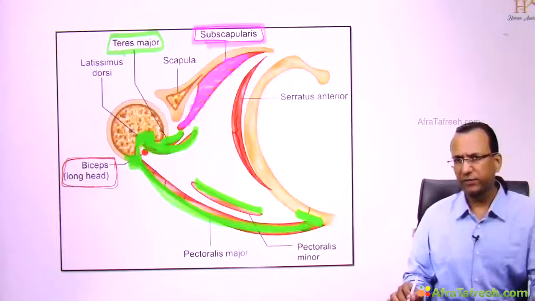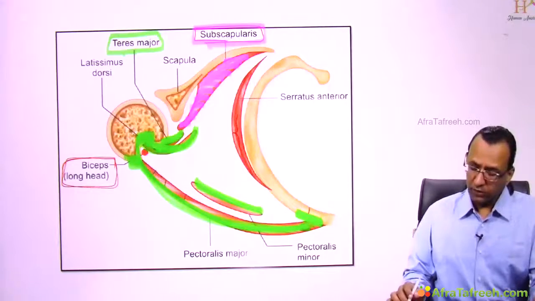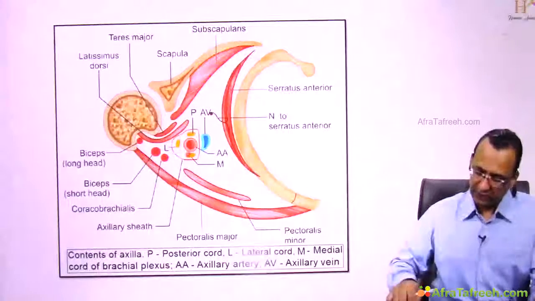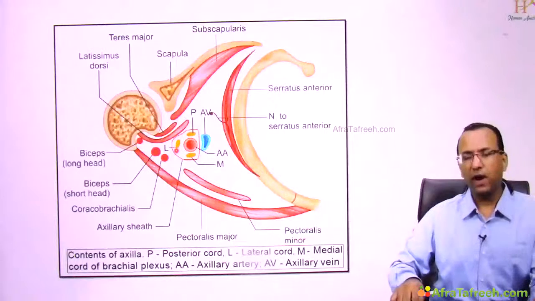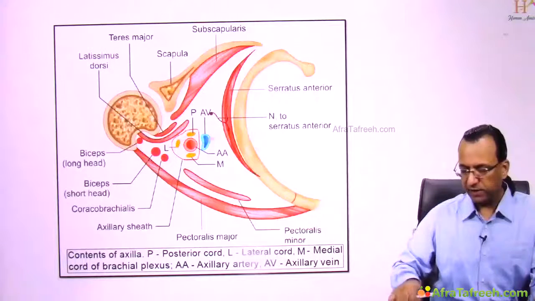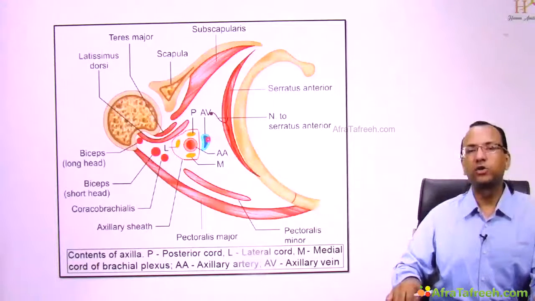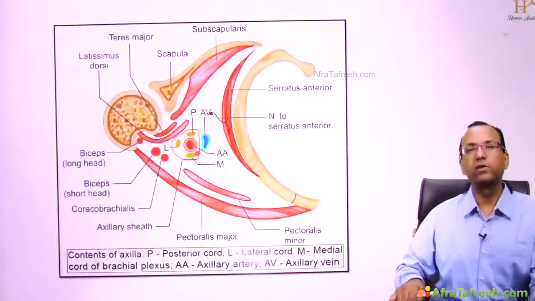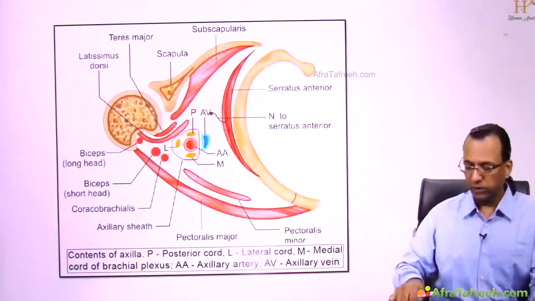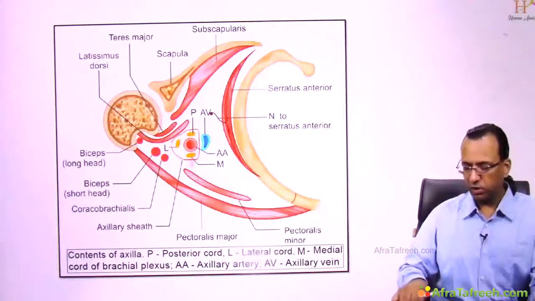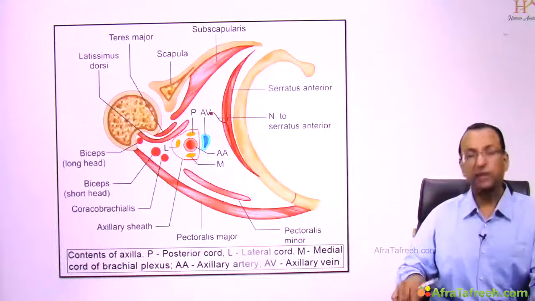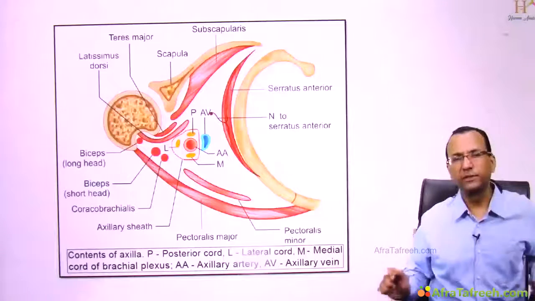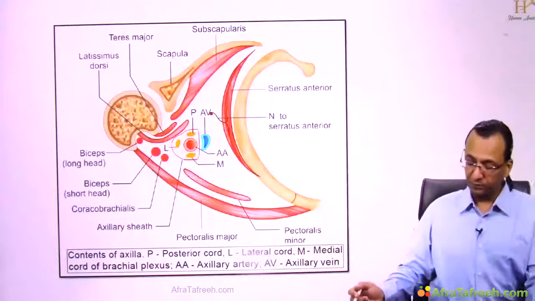This is the diagram which we are supposed to draw. You will also see that there are contents inside the axilla, like you will find there is axillary artery, axillary vein, and the three cords of brachial plexus. The cords of brachial plexus are named according to the relation to the axillary artery: posterior cord, lateral cord, or medial cord of the brachial plexus. This is the diagram which we will be drawing now.